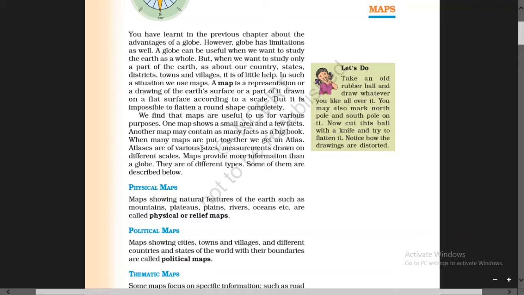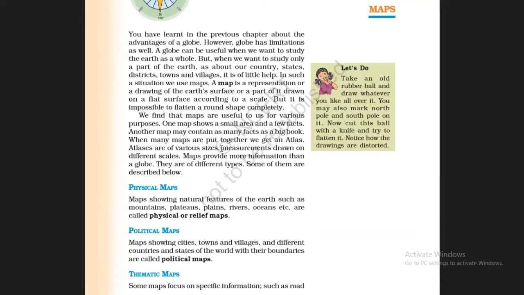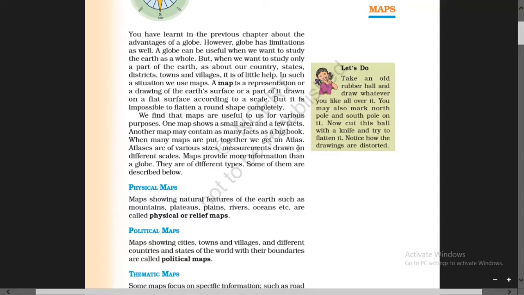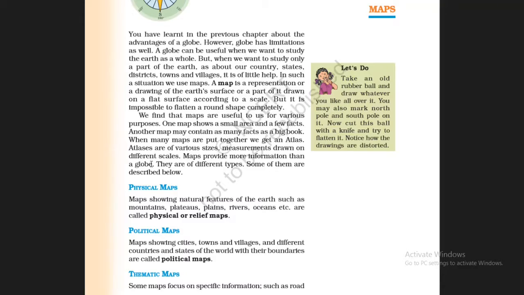Atlases are of different sizes, with measurements drawn on different scales. Maps provide more information than a globe.